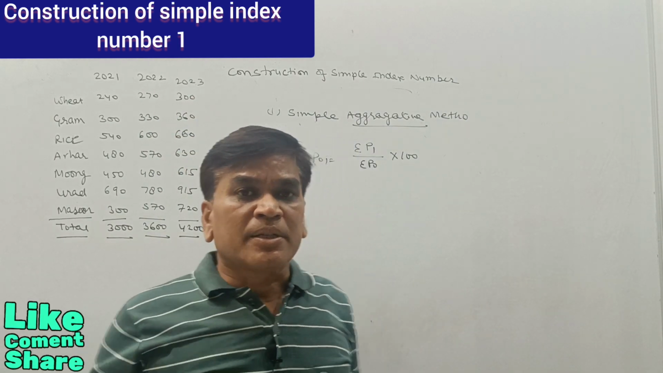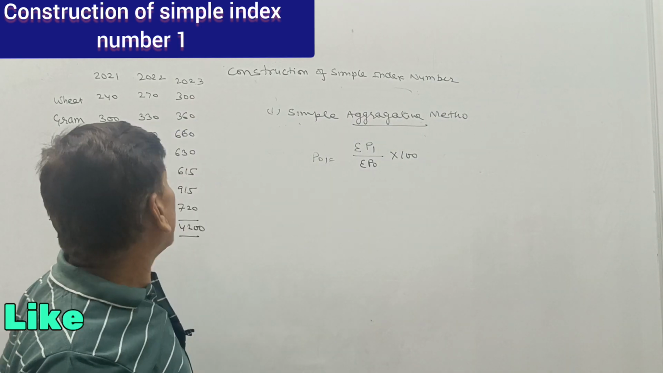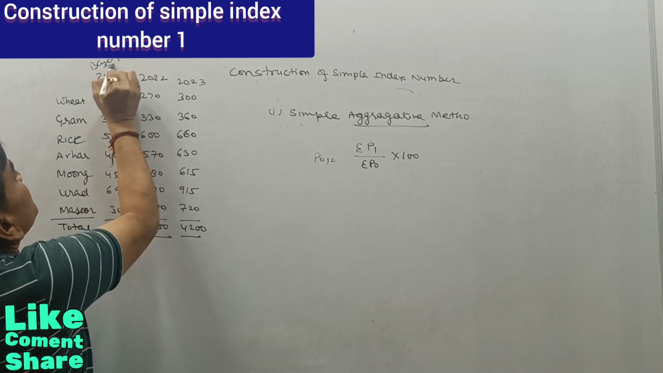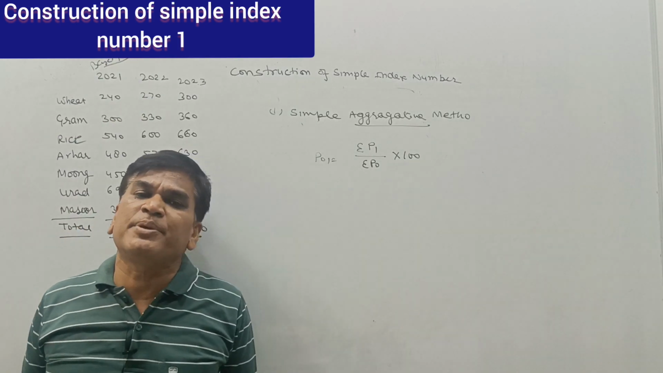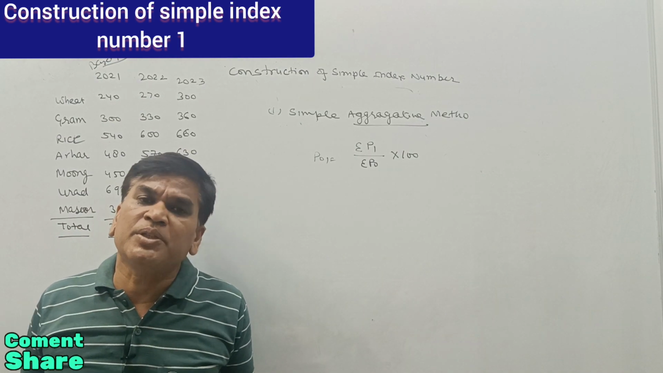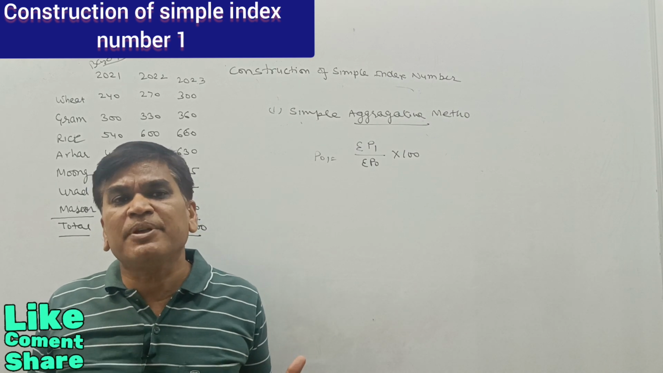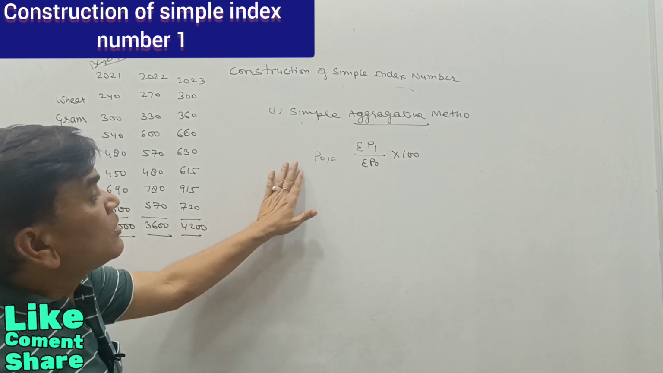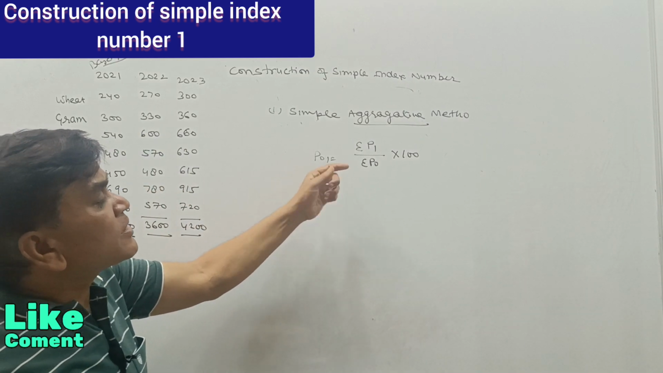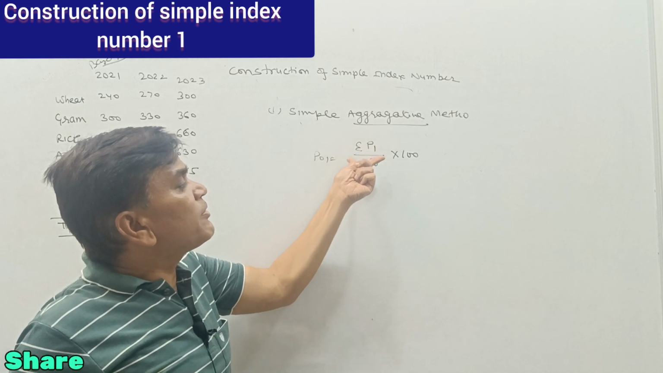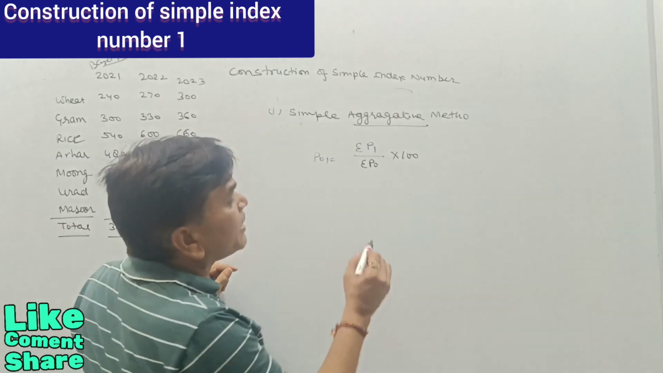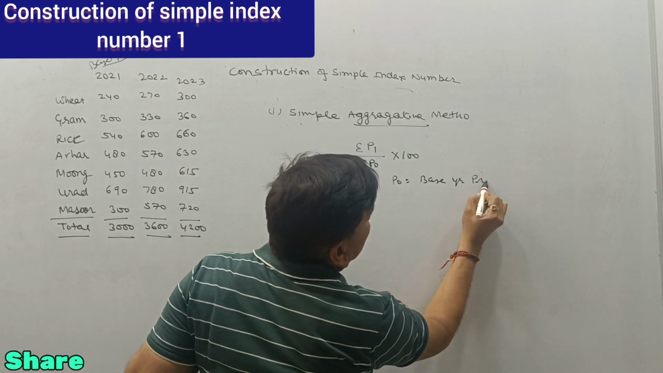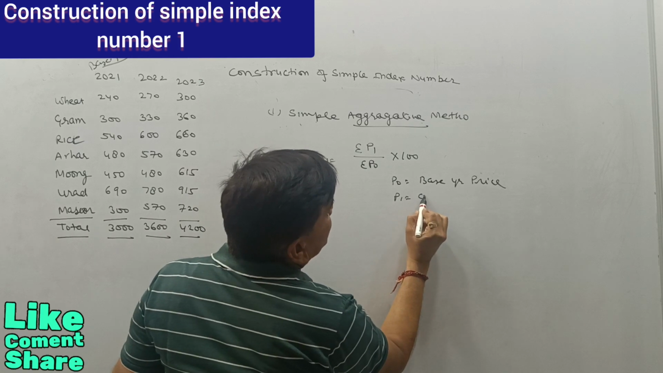So we have to calculate the price index on behalf of the base year, the first one being the base year. We are to calculate the price index of 2022 and 2023 on the basis of the base year, 2021. So the formula for this is P01 equals sigma P1 divided by sigma P0 multiplied by 100. P0 is the base year price and P1 is the current year price.